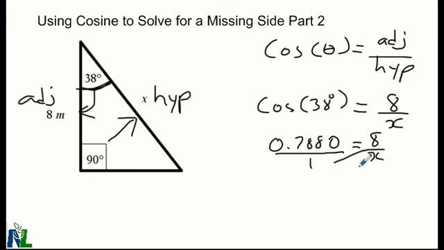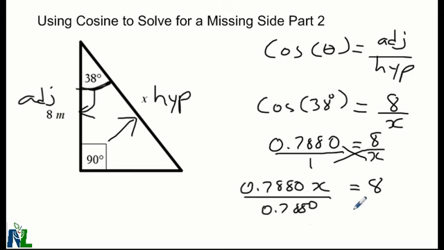So 1 times 8 is equal to 8, and 0.7880 times x. Now, we'd like to get x all by itself. What's in the way is 0.7880. And between 0.7880 and x is a multiplication operator. So if we want to get rid of 0.7880 in front of x, we have to do the opposite of multiplication, which is divide.